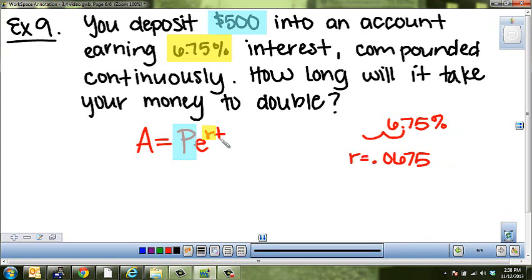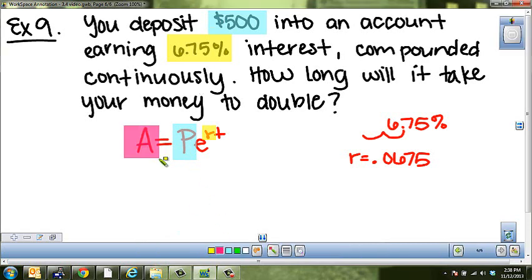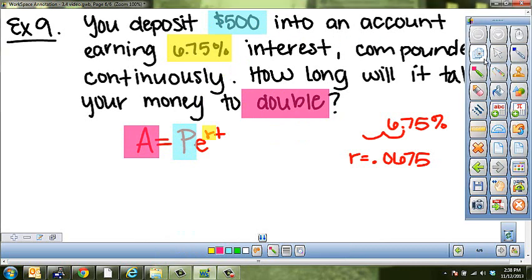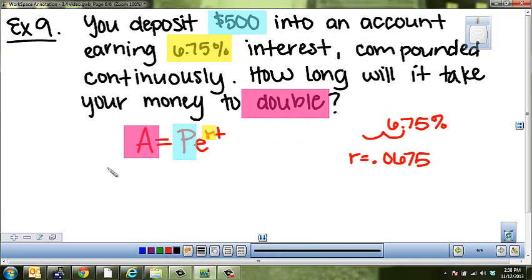Time, we do not know. That's what our question is asking us. How long will it take? Now, for your A, for your money to double, you just have to double the original amount. So 500 becomes 1,000. So we'll plug these in. So 1,000 equals 500 times e to the 0.0675t. And we're trying to solve this for t.